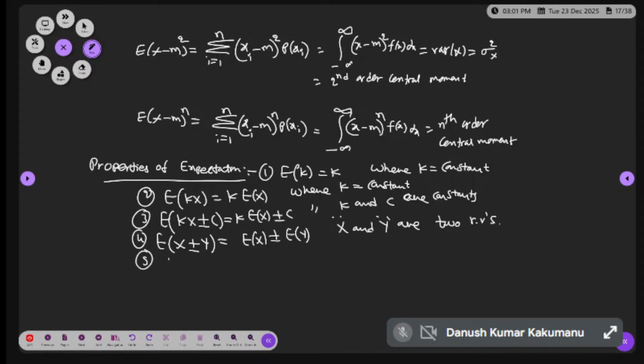Fifth, if x and y are independent, E of xy is equal to E of x into E of y. X and y are independent, so E of xy equals E of x into E of y. All five properties are important. Expectation properties.